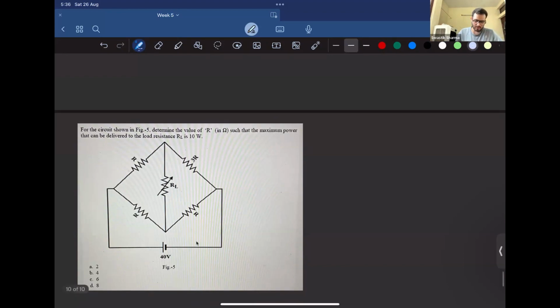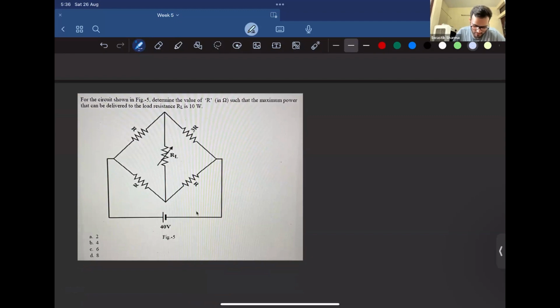So again, here we are given the same equation. We need to find the value of R, and we are saying the maximum power that can be delivered through the RL resistance is 10 watts. Since it's a maximum power transfer theorem, again we'll find the Thevenin equivalent circuit and then apply the analysis, right? So quickly, let's find out what would be the Thevenin voltage.